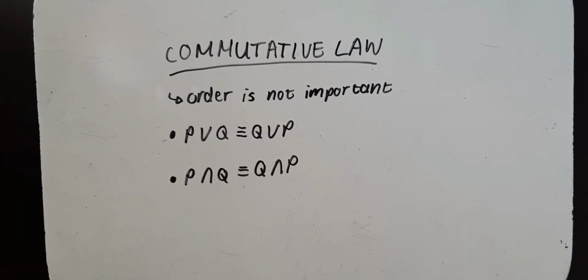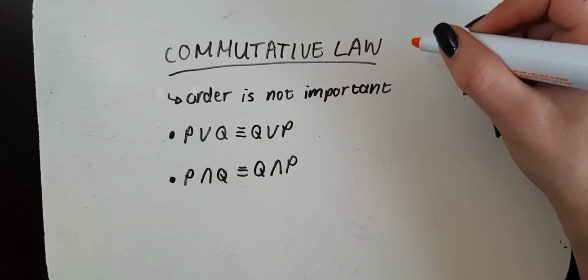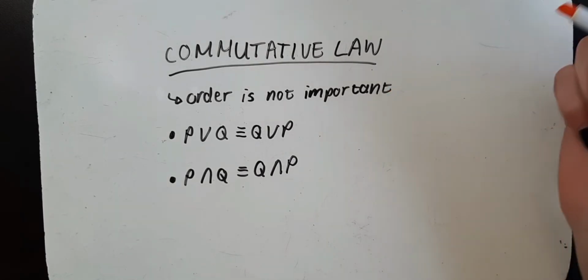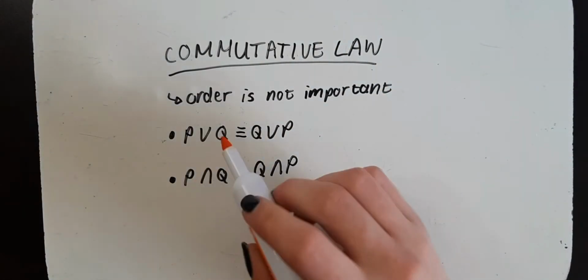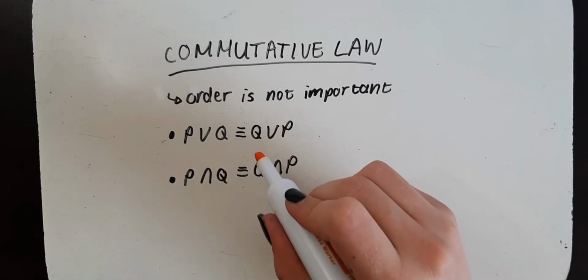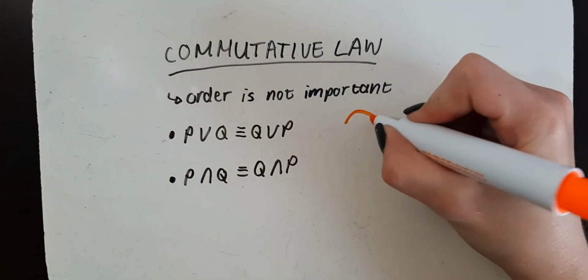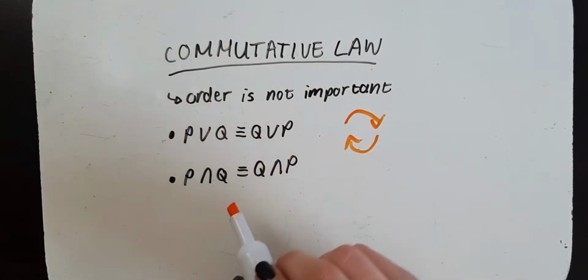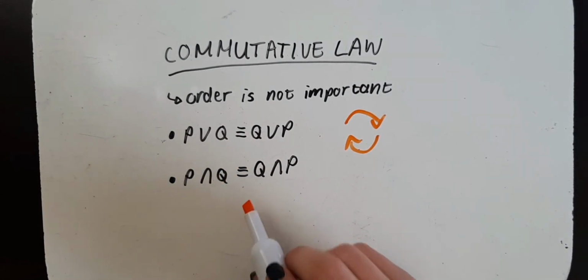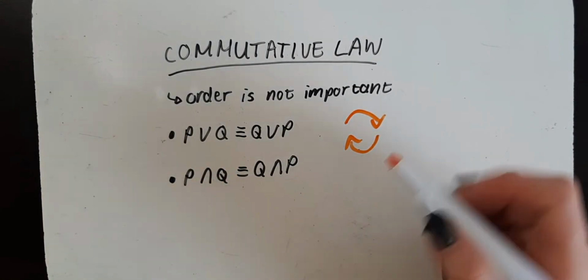With logical equivalence, we have certain laws that apply. The first one is the commutative law. Now, this law says that the order isn't important. So if we have P or Q, then that is the same as Q or P. You can switch them around. And the same holds for AND. So P and Q is the same as Q and P.